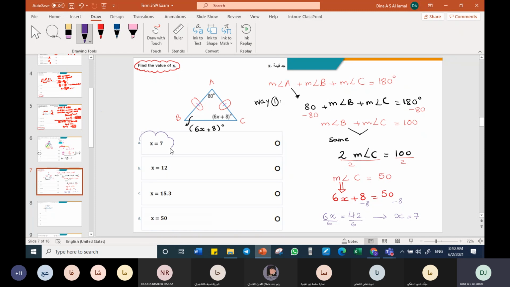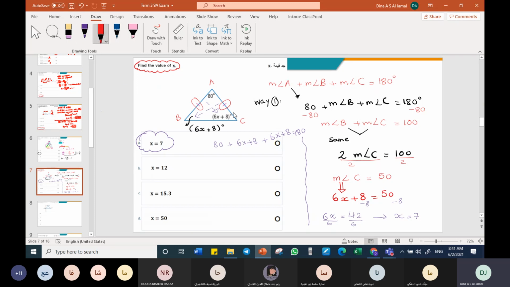Excellent. So this is one of the ways. Another way, if someone forgot to do it this way, is to understand that they are equal and just add them as they are. Put the measurement of A, which is 80, plus the measurement of B, 6x plus 8, plus the measurement of C, 6x plus 8, is equal to 180.